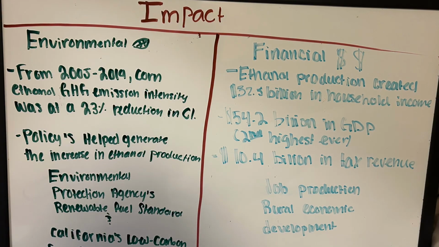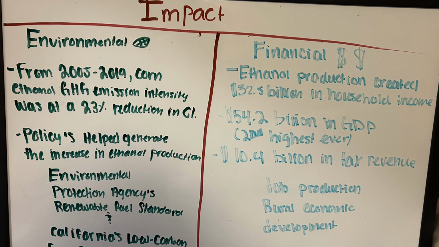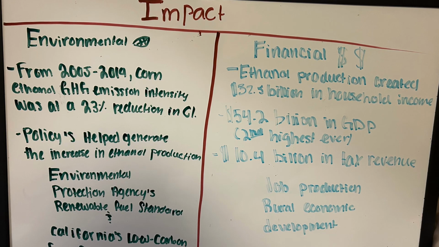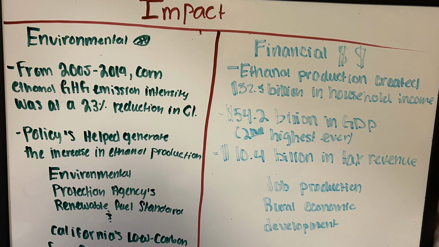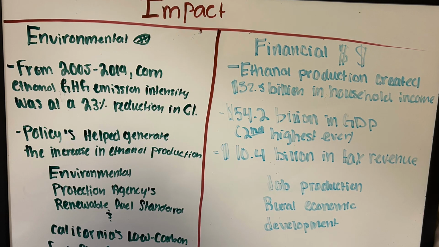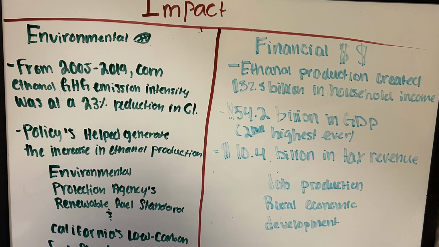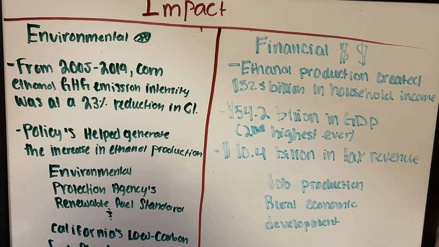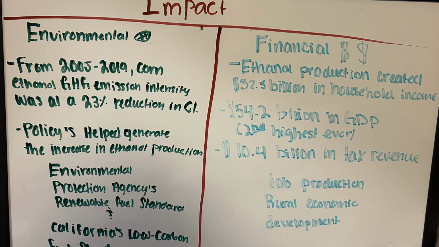So the increase in ethanol production has had a very great impact both environmentally and financially. From 2005 to 2019, corn ethanol's greenhouse gas emissions intensity was at a 23% reduction in the carbon footprint. And then some of the policies that helped generate this ethanol production were the Environmental Protection Agency's Renewable Fuel Standard and the California Low Carbon Fuel Standard.